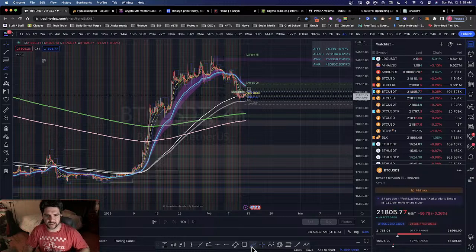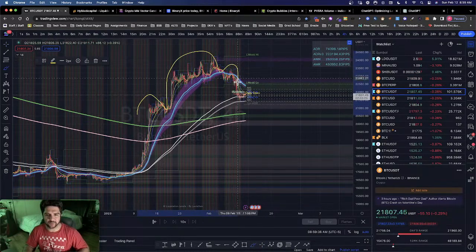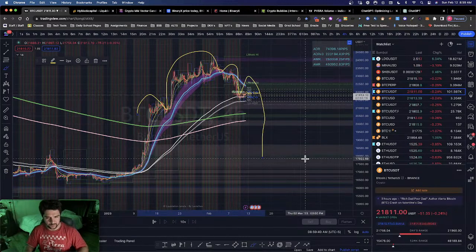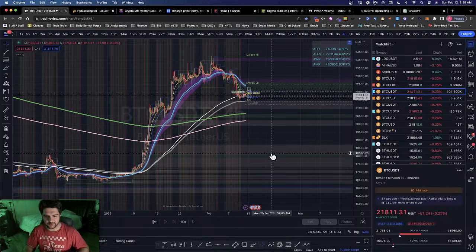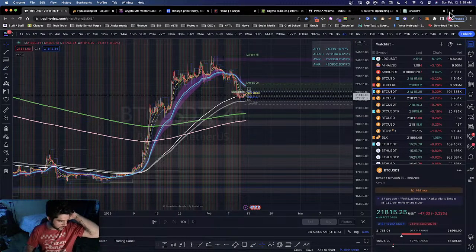So it's very likely that they're just going to come up and form your little stupid head and shoulders. Everyone's going to get their pants in a tizzy. Little head, little shoulders, and you're just going to come straight down. That's likely what's going to happen. I can't wait for the first 2 hours of the DXY.